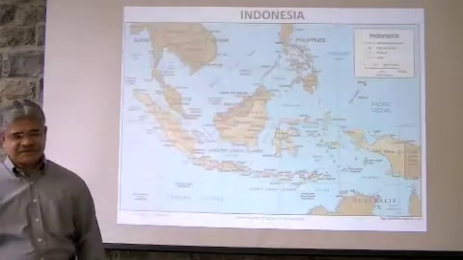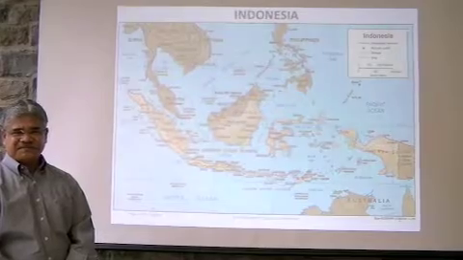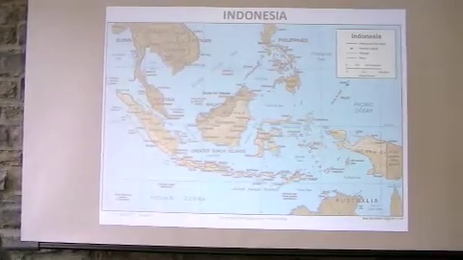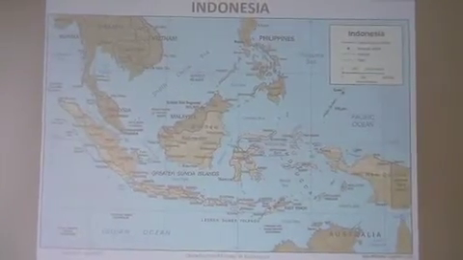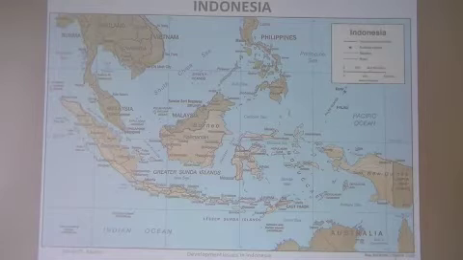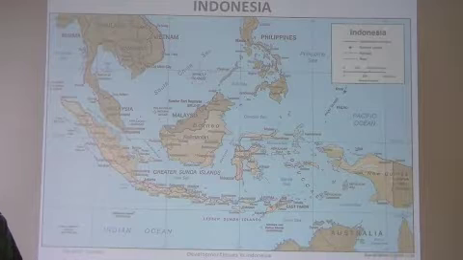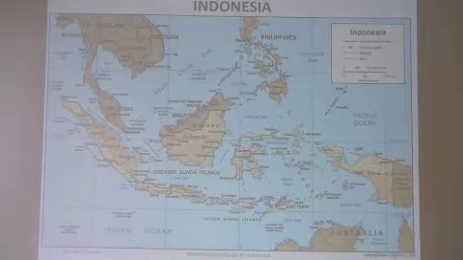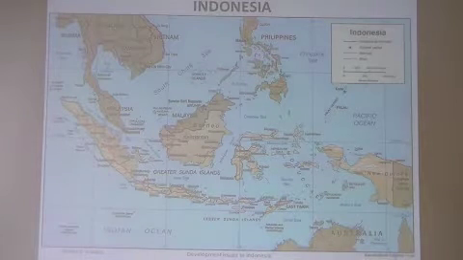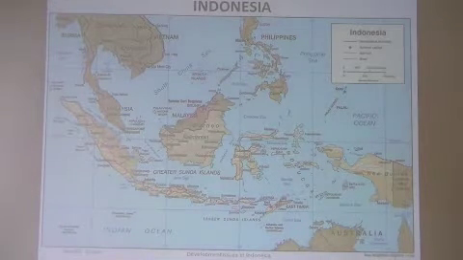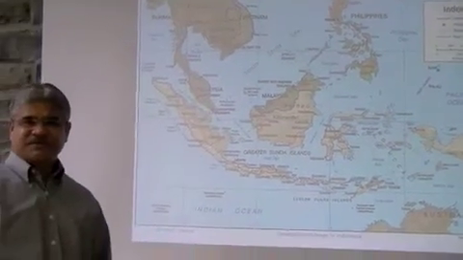Let me start first with introducing a little bit about Indonesia. As you can see in this map, Indonesia is a huge country, consisting of more than 17,000 islands, and about 3,500 islands inhabited. 1/3 is land and about 2/3 of the country is water.